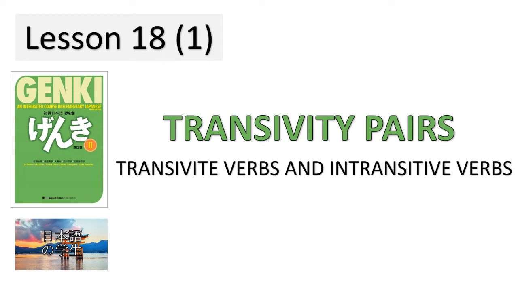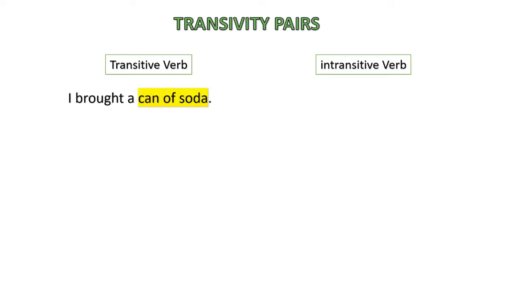In this lesson, we will learn the two types of transitivity. That is, transitive verbs and intransitive verbs. In English, we also have this kind of verbs, transitive and intransitive verbs. So basically, transitive verbs are verbs that need a subject and an object.